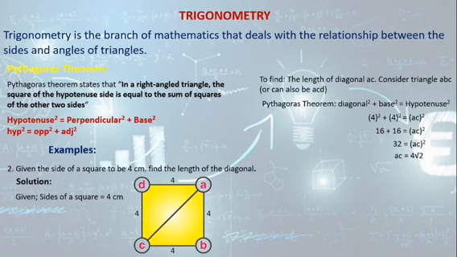Now, if you use the calculator, of course, your calculator will give you the answer in decimals. But I used surd form. This is in surd form, okay? But any one of those two will be correct. So the length of the diagonal of this square is 4 root 2.